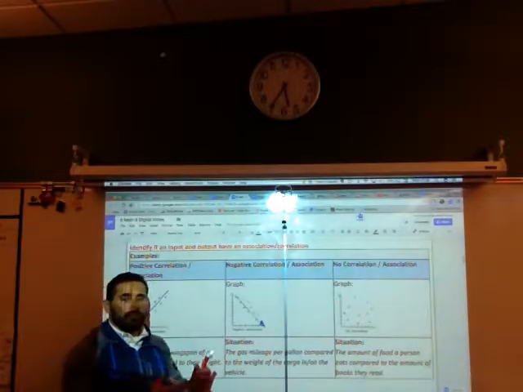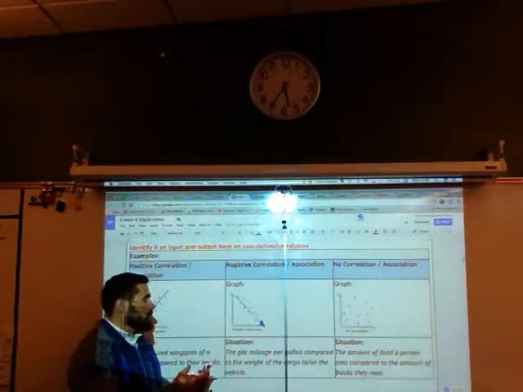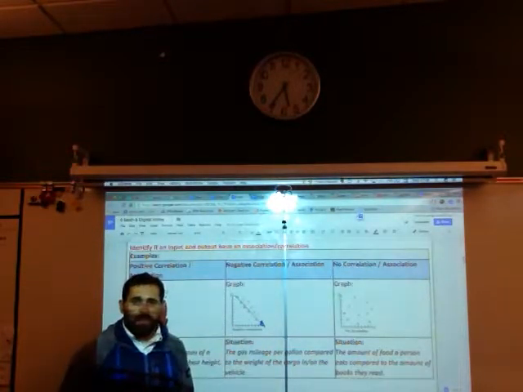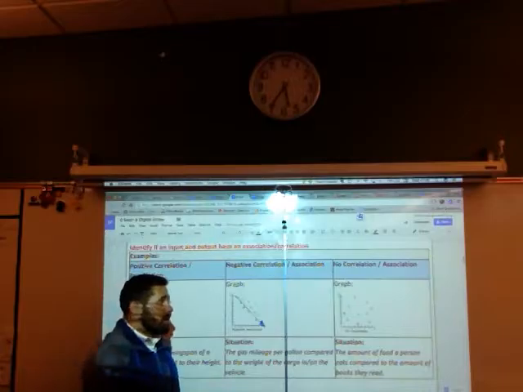So we could assume the heavier the vehicle is, the heavier and heavier it gets, the less and less gas mileage it's going to get, the less efficient it's going to be.